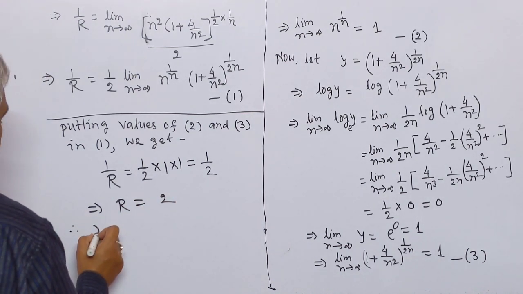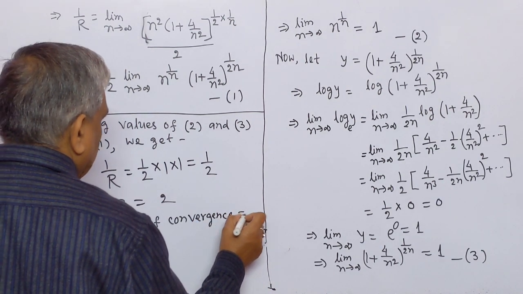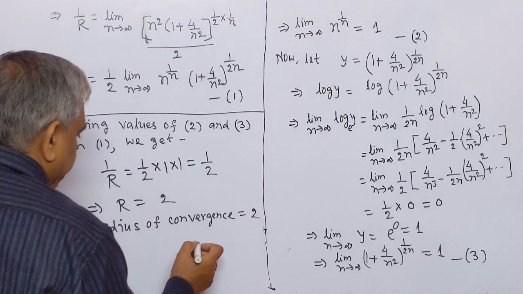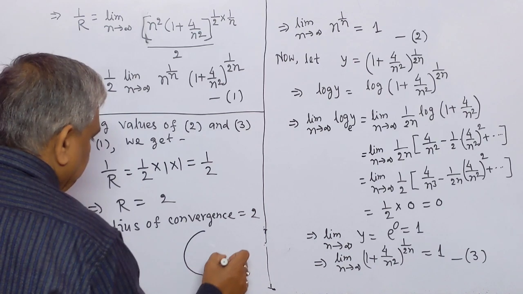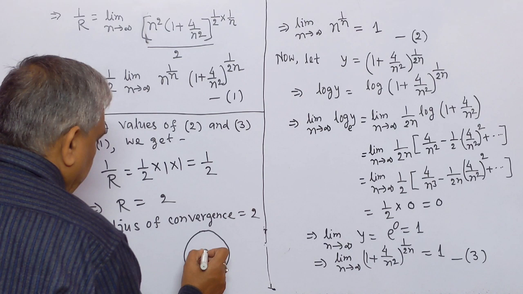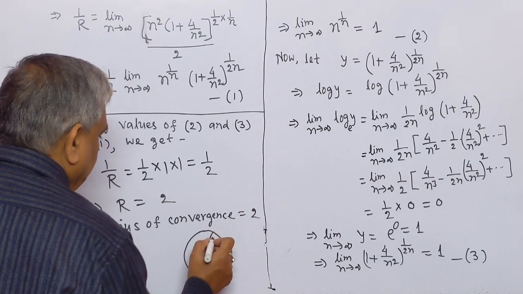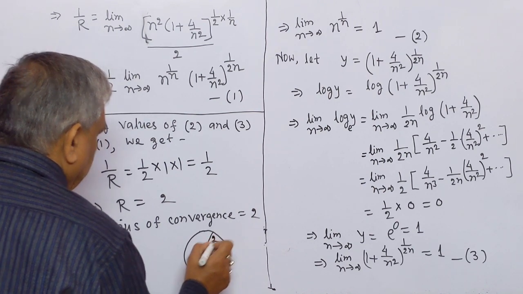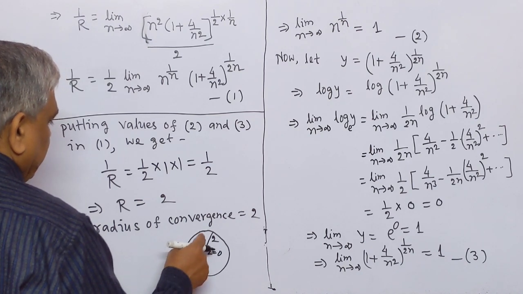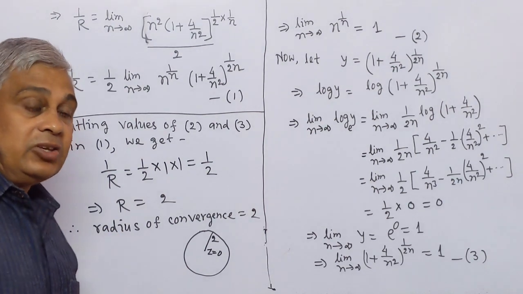Therefore, radius of convergence equal to 2. Therefore, the series is convergent inside of the circle whose center is 0 and radius is 2. In each point of the inside of the circle, the series is convergent.